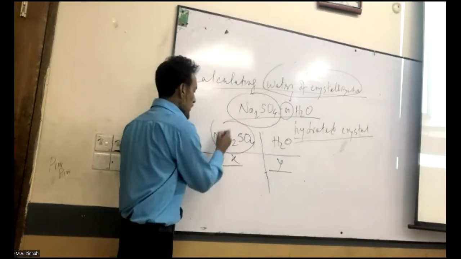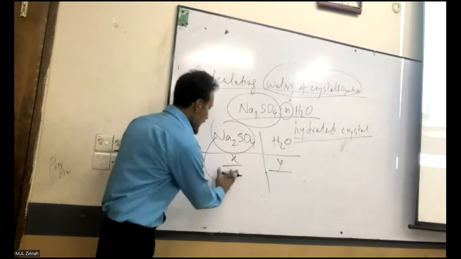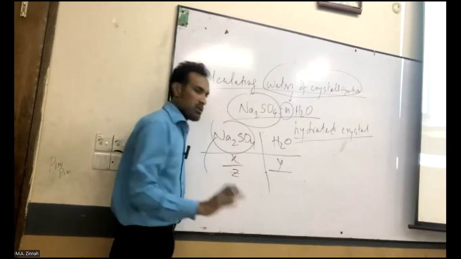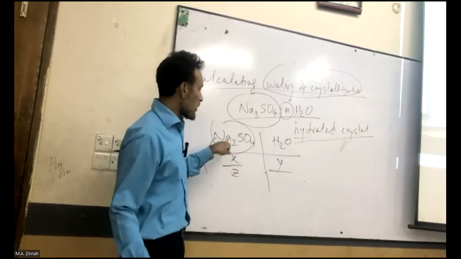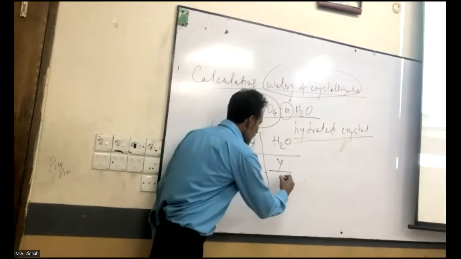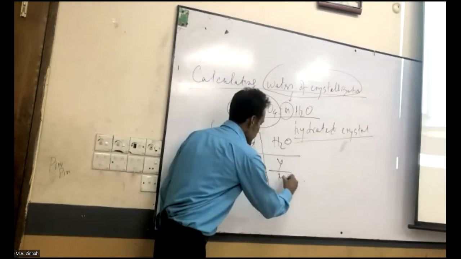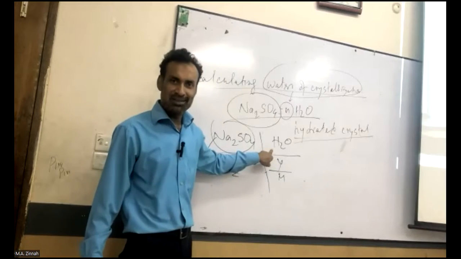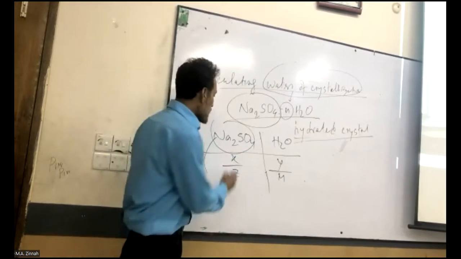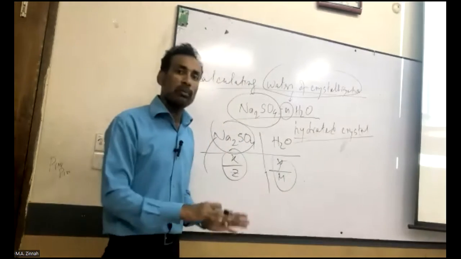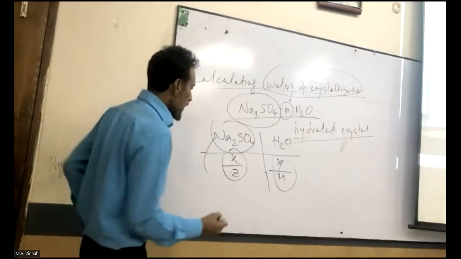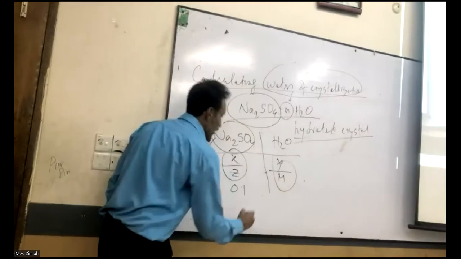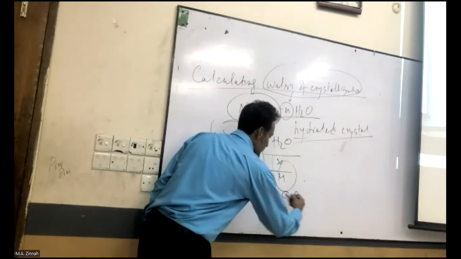So what should be the molar mass to be divided? Suppose Z is the molar mass of this, don't worry about this now, and M is the molar mass of water. After you divide them by their respective molar masses, you will get moles. Maybe you will get moles like this: this is 0.1, this is 0.5.